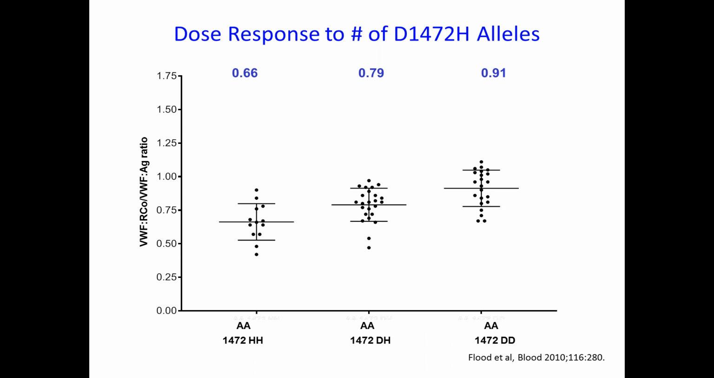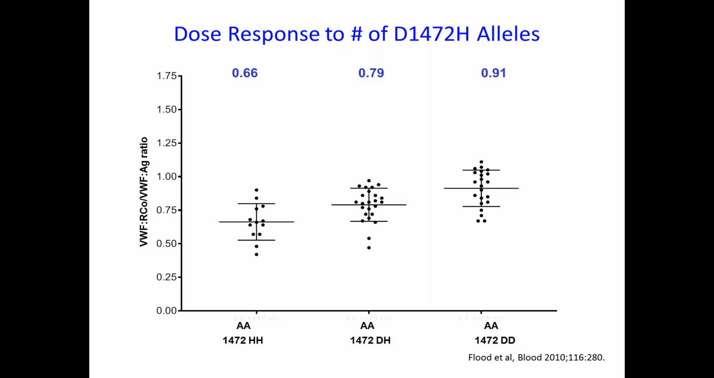There's also a dose response to the number of the 1472H alleles. We did not have any Caucasians that were homozygous for 1472H, so this is looking only at the African American or Black individuals. And you can see that the lowest ratio was in those that were homozygous for the H allele, with a mean ratio of 0.66. The heterozygotes had an intermediate ratio of 0.79, and those that were homozygous for the D allele had a mean ratio much closer to 1 at 0.91.